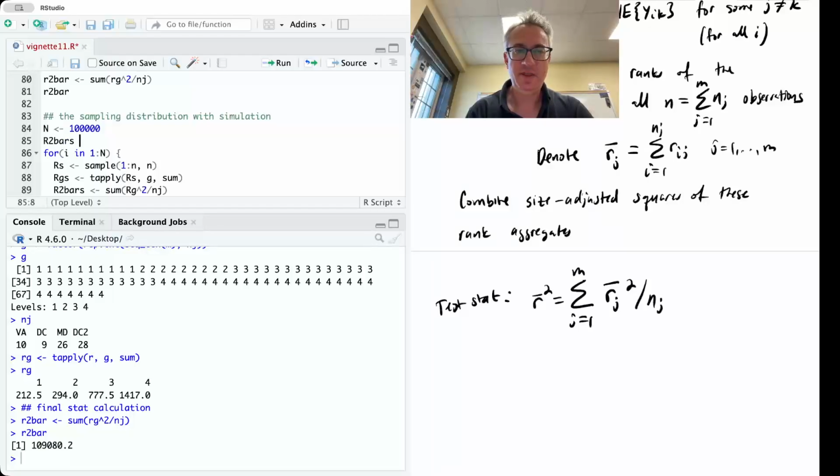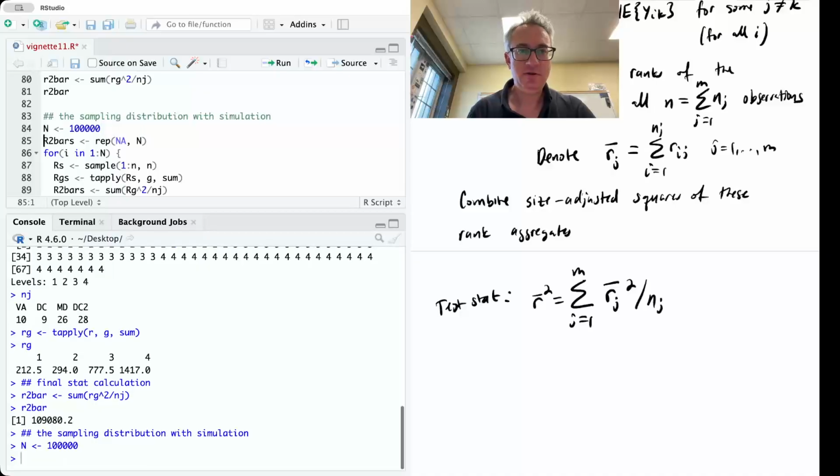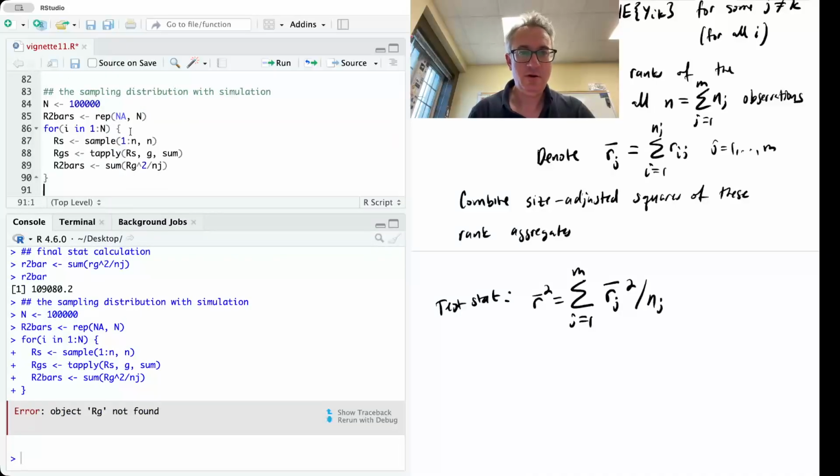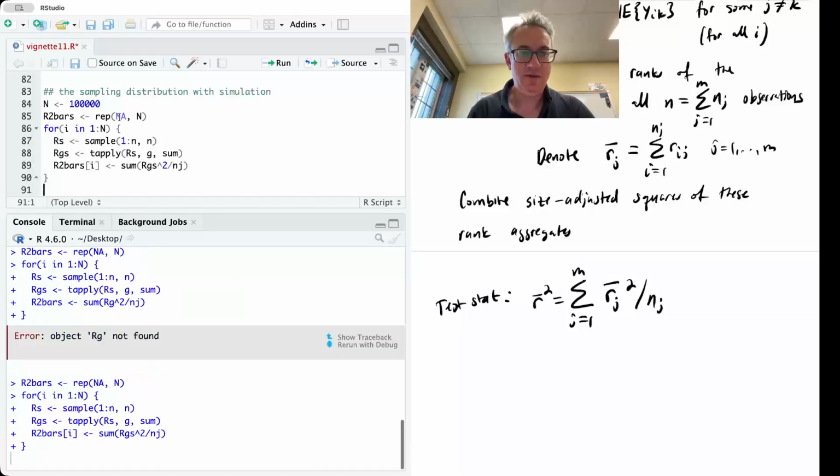R2 bars, I think I already have this set up from earlier in the chapter, but it doesn't hurt. Rep NA N. Okay, so that should be RG. Where did I make a mistake? RGS should be, and I need to put an i here. That's an easy mistake that I keep making. Okay, so that is done.